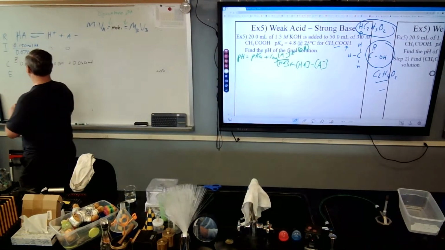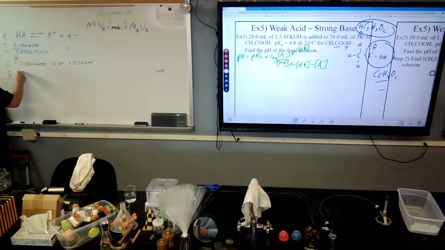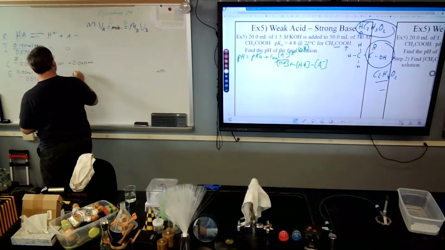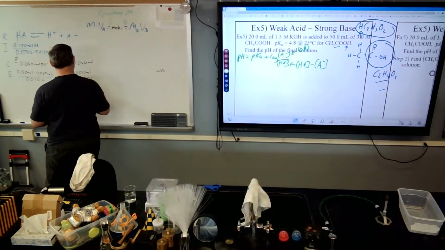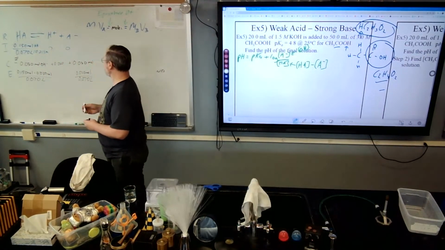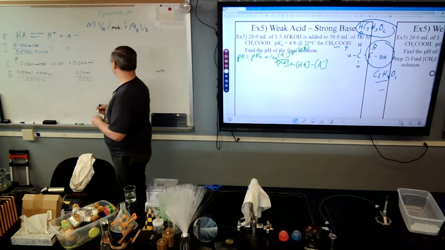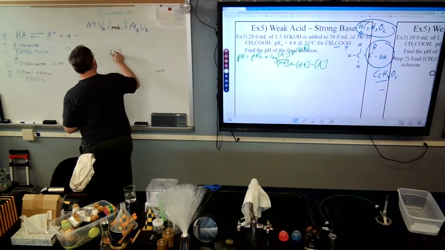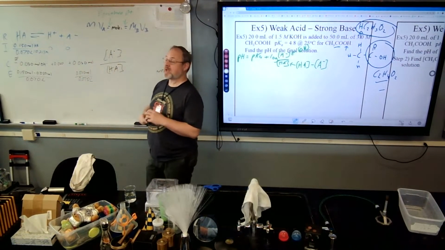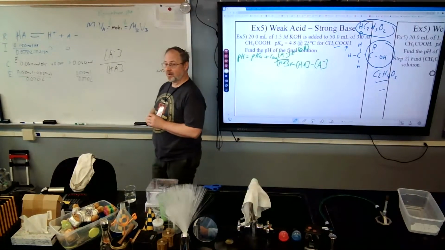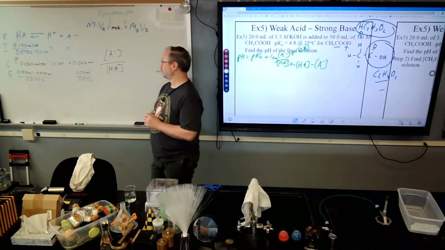Okay, so subtract. So the ending concentration is going to be 0.150 moles minus 0.030 moles, all over 0.070 liters. Don't care about hydronium. A minus is going to be 0.030 moles, all over 0.070 liters. There's our A minus, there's our HA. Oh, but it gets even better. Because what we care about is the concentration of A minus over the concentration of HA. These have something in common. What is it?